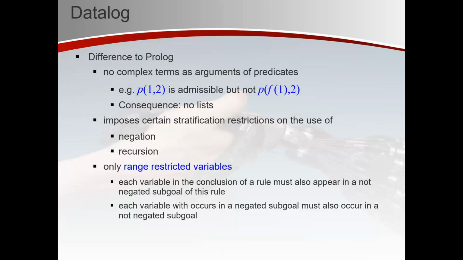And to achieve that, each variable in the conclusion of a rule, so on the left-hand side, sorry, the left-hand side, in Prolog it's written the other way around, must also appear in a not negated sub-goal of this rule. So if we have a variable somewhere in the head, this variable also has to appear in the body of the rule, and explicitly in a sub-goal that is not negated. Each variable that occurs in a negated subgoal must also occur in a not negated subgoal. So we cannot have free variables in our negated subgoals.